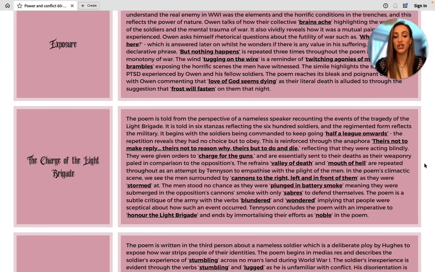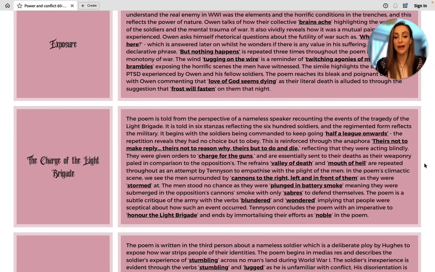They were given orders to charge for the guns and are essentially sent to their deaths as their weaponry paled in comparison. That means it was nothing in comparison to the opposition's. The refrains Valley of Death and Mouth of Hell are repeated throughout as an attempt by Tennyson to empathise with the plight of the men.